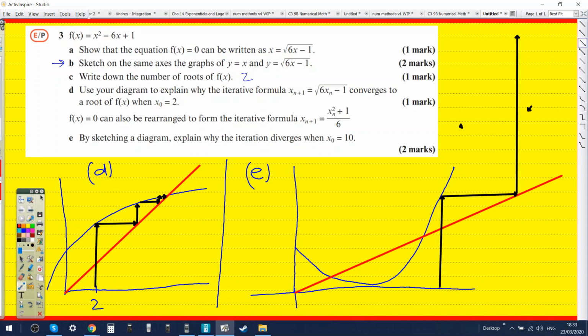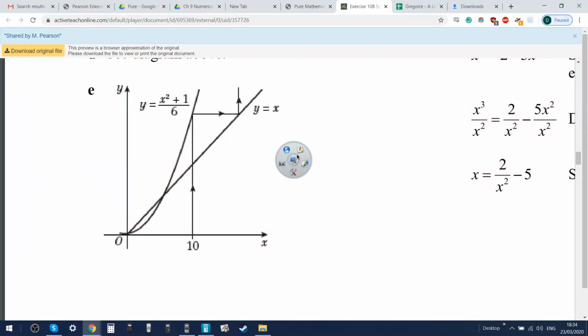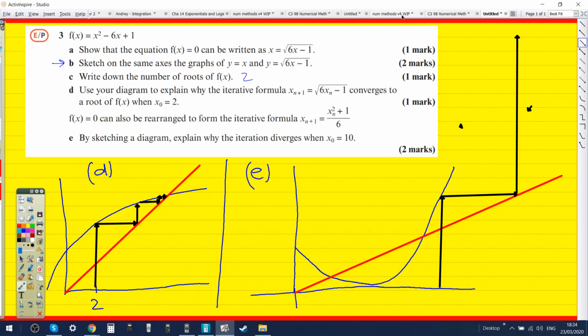This is the only question about it in the book, like exam question, and that's because it's a rare exam question that would ask you to draw a staircase or cobweb diagram. They mostly don't look like that.